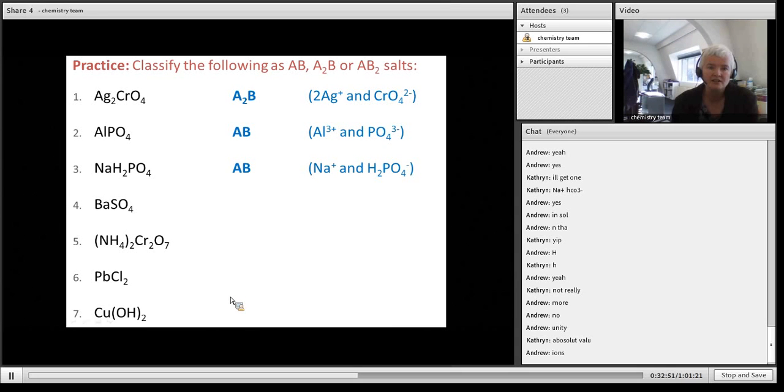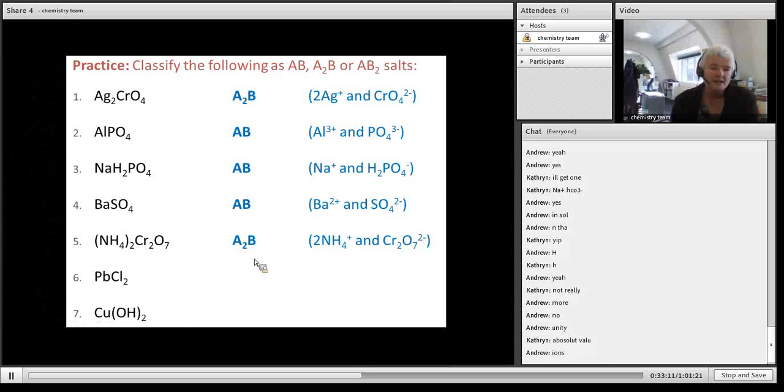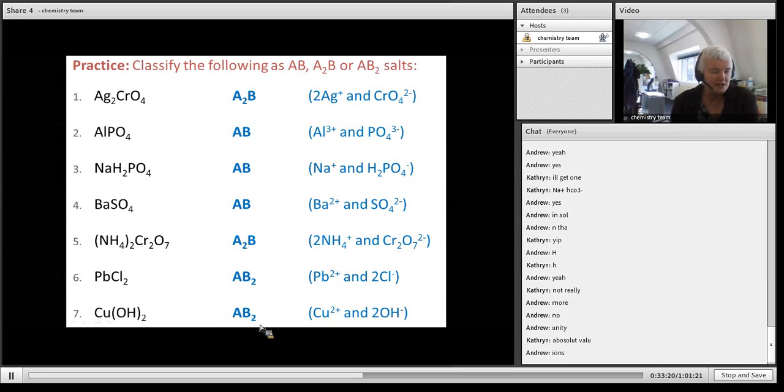Sodium dihydrogen phosphate, because I've got two hydrogens there. Remember, for every hydrogen you add on, you drop in charge. Phosphate was PO4 3 minus. I've added two hydrogens, so it's H2PO4 minus. Barium sulfate AB, ammonium dichromate A2B, lead chloride AB2, copper hydroxide AB2. Hopefully you would have been able to do that. Do you think you would?